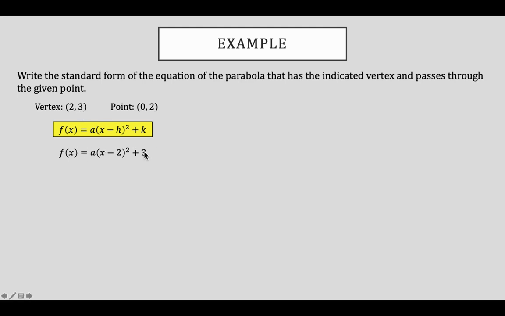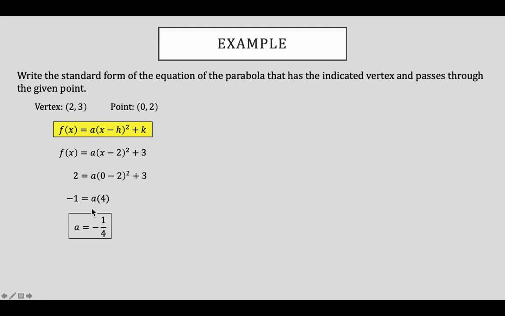Now, in order to complete this standard form, I must solve for the constant a. And in order to do that, I can plug in my given point. I know that if I plug in 0 for x, I have to get out 2 for y. 2 is equal to a times the quantity 0 minus 2 squared plus 3. 0 minus 2 is -2, squared would be 4a. If I subtract the 3 to the other side, that gives me -1 is equal to a times 4, which means that a is equal to -1/4.